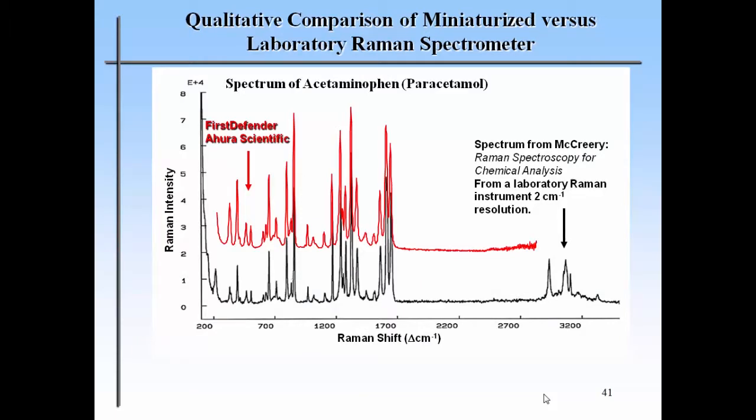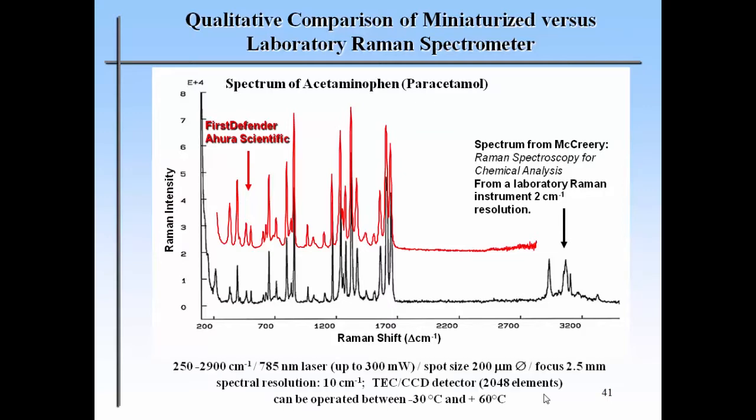And this shows you a spectrum measured on a laboratory instrument, paracetamol, a pharmaceutically active ingredient. And the same spectrum, it cuts off a little bit earlier. It does not show the CH stretching vibration region. Spectral resolution is here 10 wave numbers. It has 785 nanometers, focuses on a spot size of 200 micrometers with a focus of approximately 2 to 3 millimeters. It's also thermoelectrically cooled with a CCD detector with 2048 elements. And it can be operated between -30 and +60 degrees.